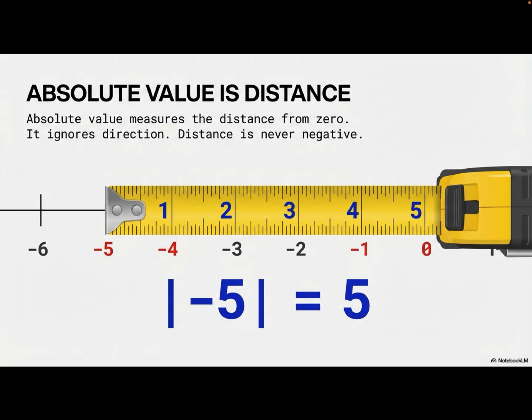Absolute value means distance from zero, not direction, just distance. The absolute value of -5 equals 5 because distance is never negative.